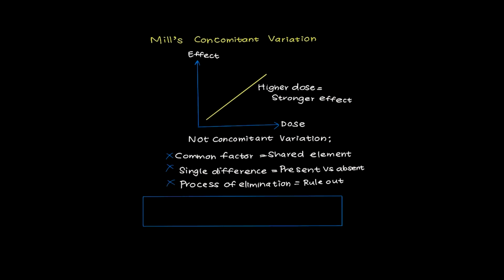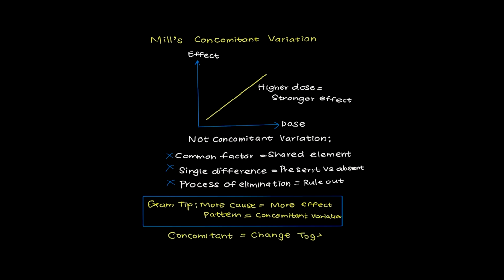Here's a WGU D265 OA exam tip for you. When cause and effect vary together in a pattern, more of one means more of the other. That's concomitant variation. Quick recall hook: concomitant equals change together.